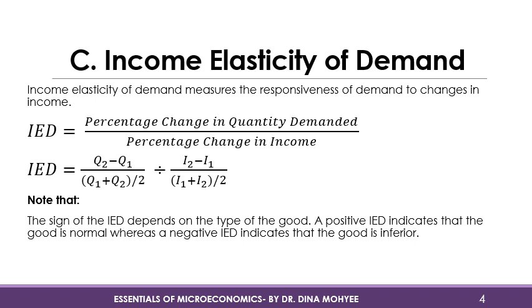That is, there is a direct relationship between the consumer's income and his demand for normal goods. As the income goes up, demand for normal goods goes up in the same direction. While there is an inverse relationship between the consumer's income and the demand for inferior goods. As the income goes up, the demand for inferior goods goes down in the opposite direction.